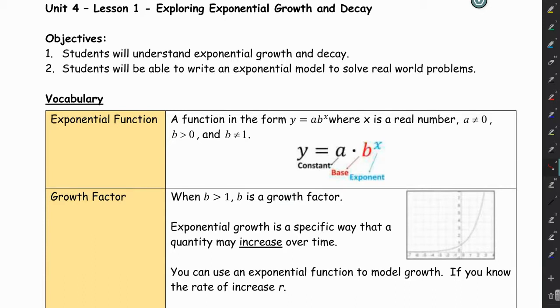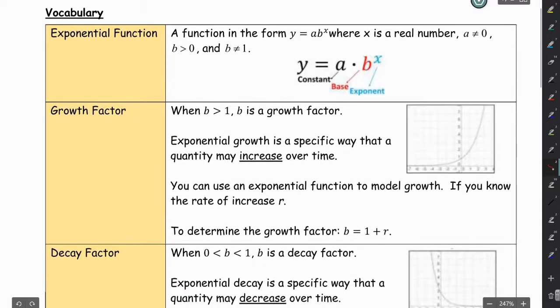The first part here is an exponential function. An exponential function is in the form where we have generally a constant, all right? Could be the value of 1, but it will definitely not be equal to 0. And then we have a base, and then we have our exponent. So this is what we call an exponential function. A growth factor is when we have a value of b that is going to be greater than 1.